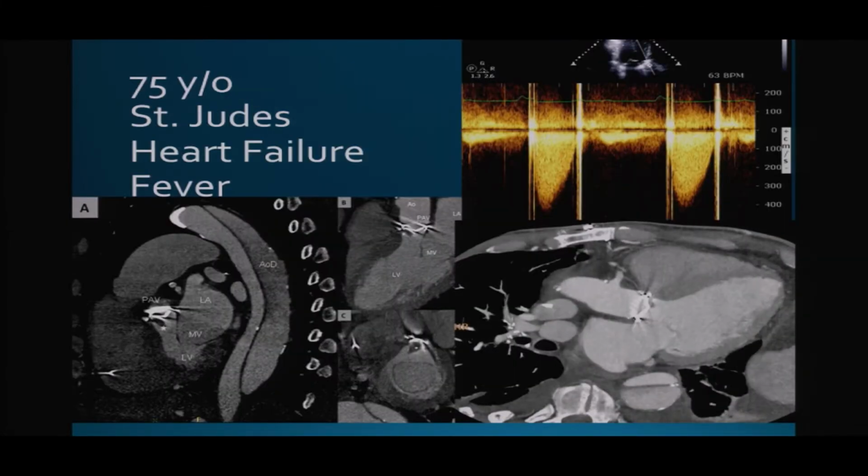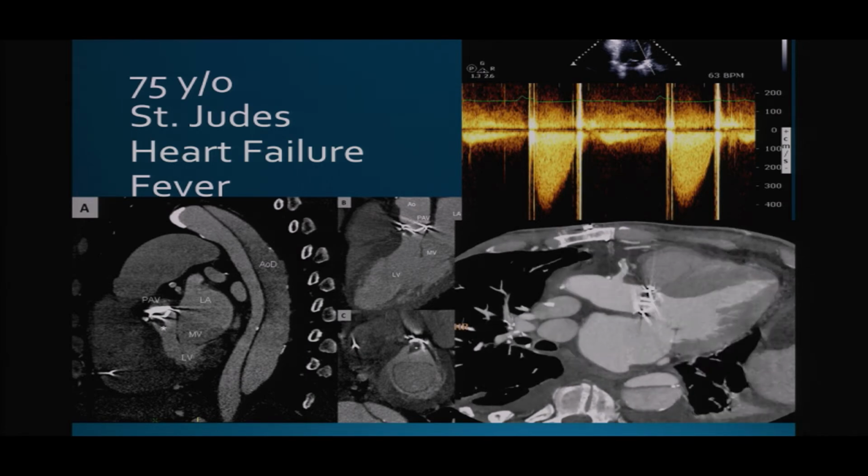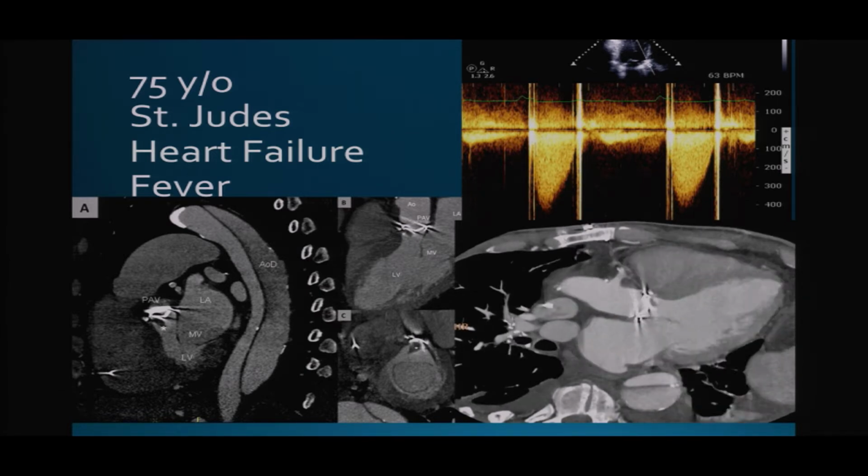And this is one of the cases that we've seen a couple of years back, a patient with a St. Jude's prosthetic valve coming with heart failure and fever. You can see very nicely, very high gradients across the prosthetic valve, and this patient also had a history of aortic dissection repair. Transthoracic was suspicious for vegetation, and TEE confirmed that, and CT was done to look at the coronaries.